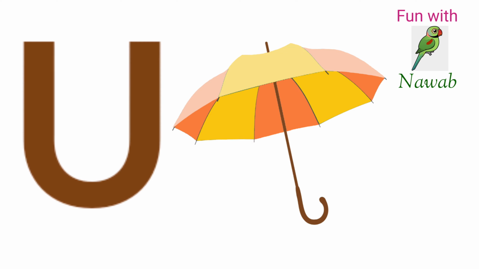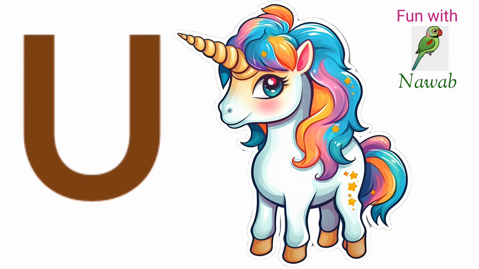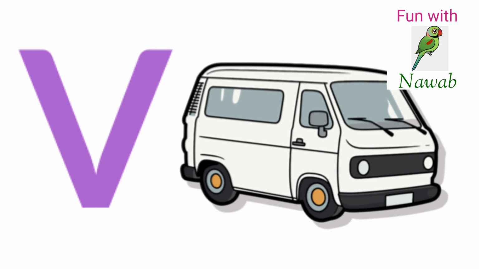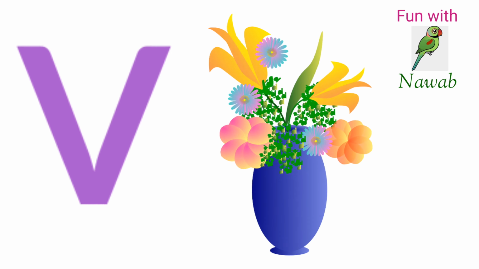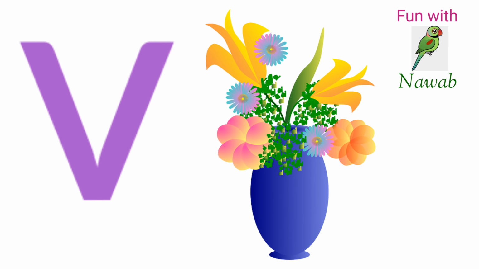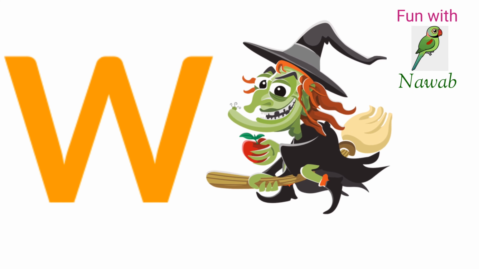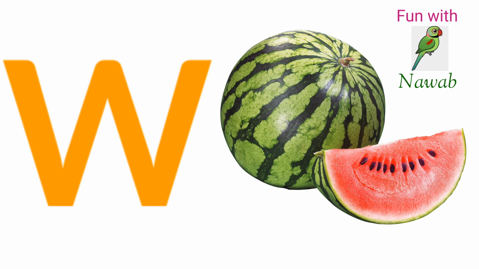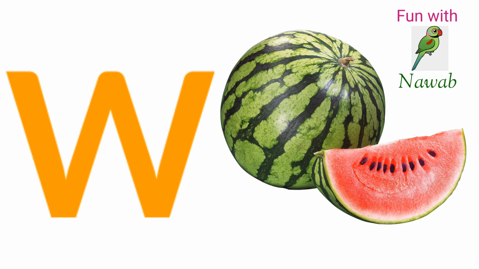U for umbrella. U for unicorn. V for van. V for van. W for watch. W for watermelon.